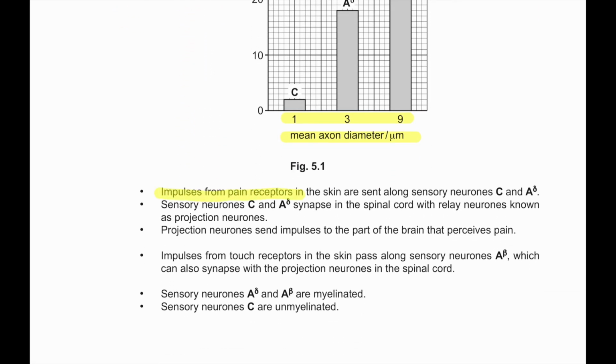Impulses from the pain receptors in the skin are sent along sensory neurons C and A delta. Sensory neurons C and A delta synapse in the spinal cord with relay neurons known as projection neurons. Projection neurons send impulses to the part of the brain that perceives pain. Impulses from touch receptors in the skin pass along sensory neuron A beta, which can also synapse with the projection neuron in the spinal cord. Sensory neurons A delta and A beta are myelinated. Sensory neurons C are unmyelinated.